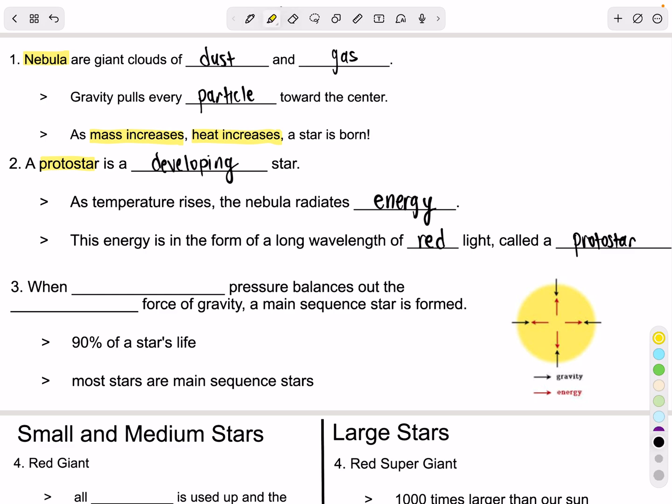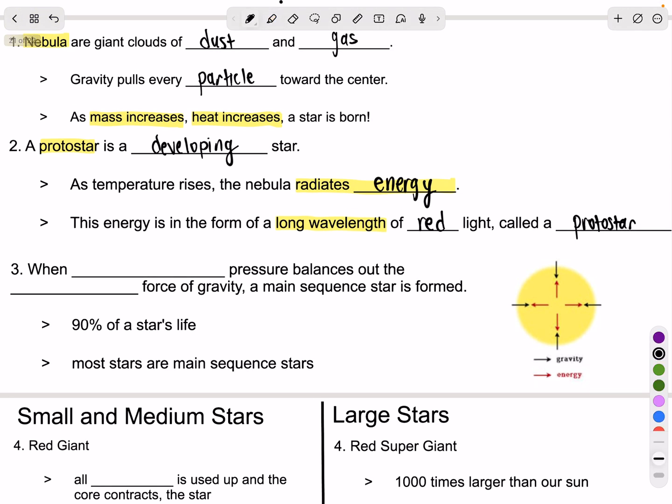And so what's really important about this protostar is that all of this energy is being radiated, and we see it in terms of that long wavelength. And this long wavelength is going to be considered red because that is what we see with our spectra, seeing all those red shifts. That's how we know that this is going to be that protostar.